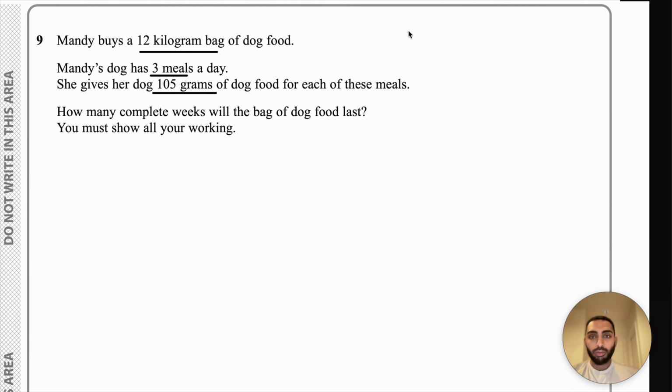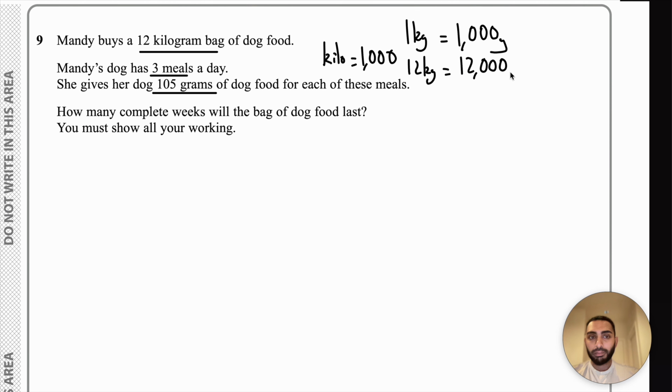How many grams are in 1 kilogram? If you ever see the word kilo, it just means 1,000. So you have kilometer or kilogram. So 1 kilogram is the same as 1,000 grams. So 12 kilograms, I'm multiplying by 1,000. So 12 kilograms would be 12,000 grams.